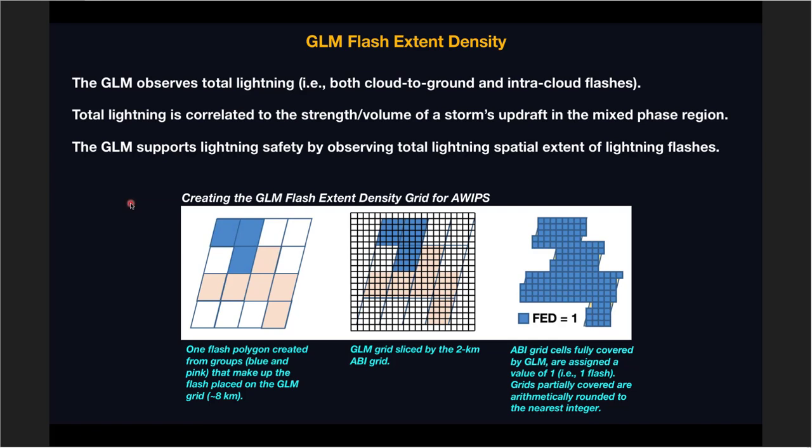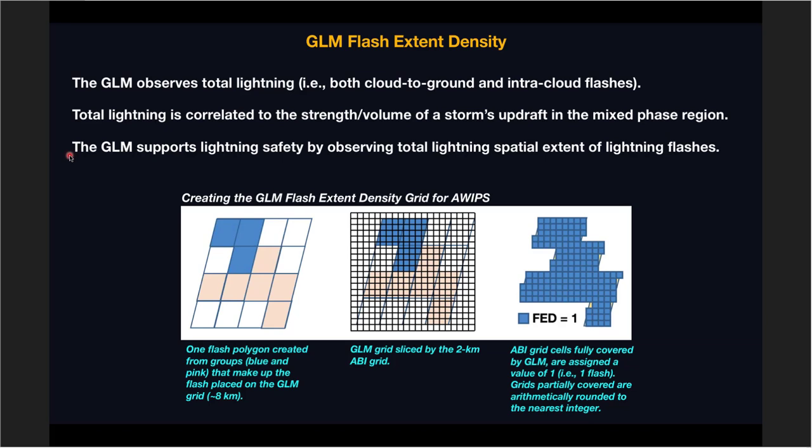So there are two components of total lightning that are operationally relevant. The first is that total lightning is correlated to the strength and volume of a storm's updraft in the mixed phase region. So that's a good thing. When we look at convection and we see things like an increase in lightning over a 2 to 3 minute period, that should be a pretty good red flag that the updraft is strengthening rapidly with that storm. So that's one application, basically severe warning ops.